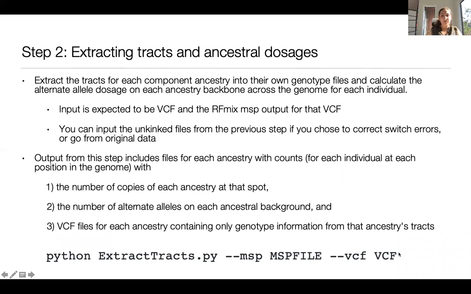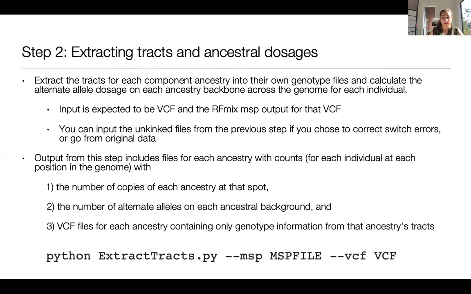All right, so in step 2, we extract the tracts that relate to each component ancestry into their own VCF files and calculate the ancestry haplotype and alternate allele counts for each component ancestry in your admixed cohort. This step is implemented with the script extract_tracts.py and expects as input the stem name of your VCF. You can have it just be unzipped, or gzipped is also allowed, as well as your RFMix MSP files. So you can input those unkinked files from the previous step if you chose to correct switch errors, or you can go straight from your original data if you did not.